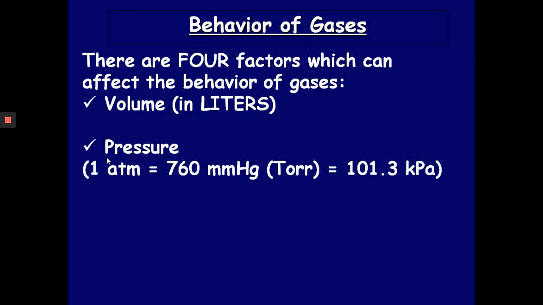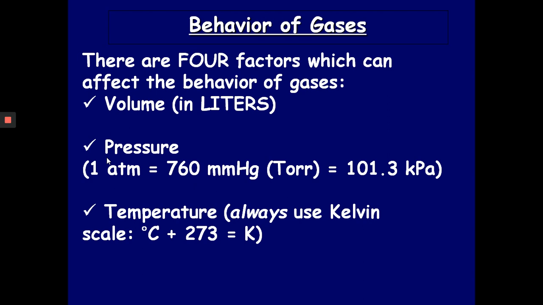They are ATM, which comes from the atmosphere. This is the pressure we are receiving at sea level, and we call that 1 ATM, which is equivalent to 760 mmHg, which stands for millimeters of mercury. This is also equivalent to another unit called torr. This is also equivalent to 101.3 kilopascal.